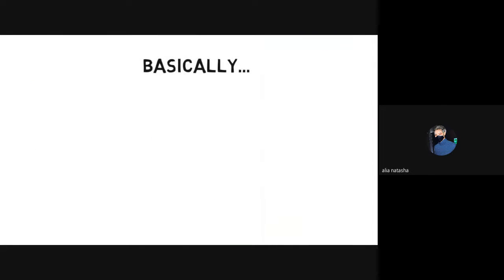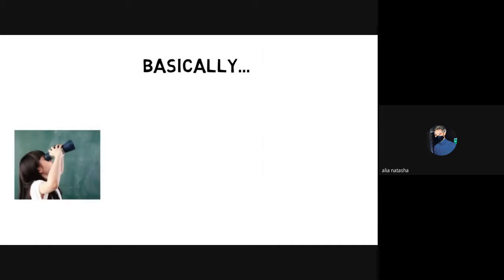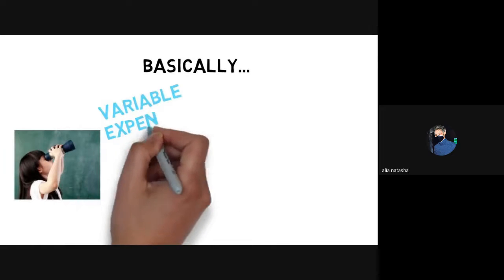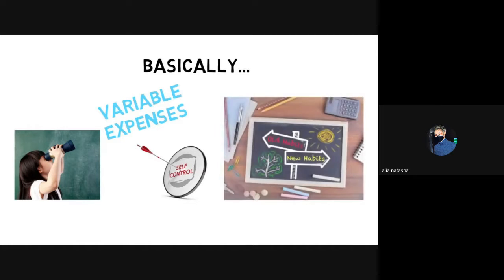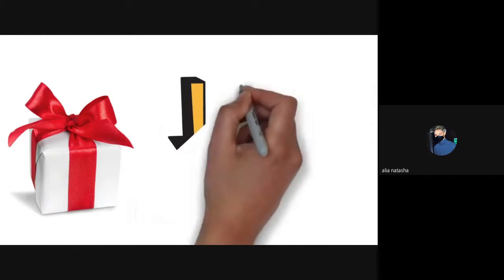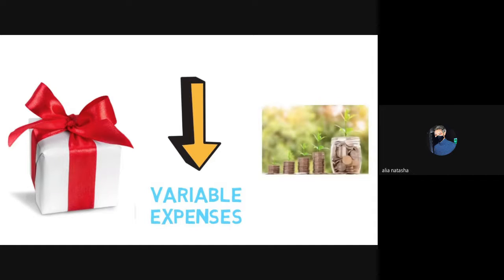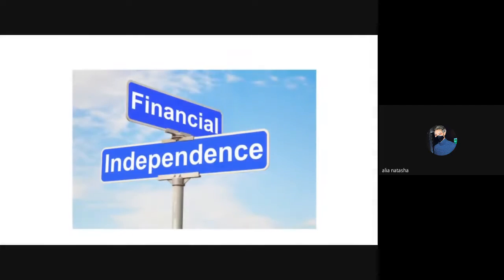Basically, knowing how to spot your variable expenses will help keep more control over them by adjusting your behaviors and spending habits. To wrap it up, by decreasing the expenses that are not fixed, and maybe even trying to lower some of the ones that are, you will be able to save more money and then be on the road to financial independence.